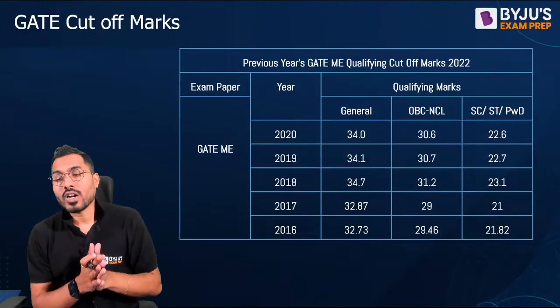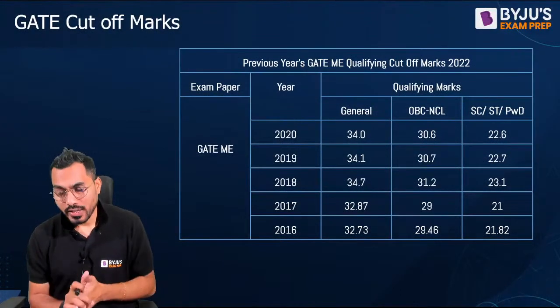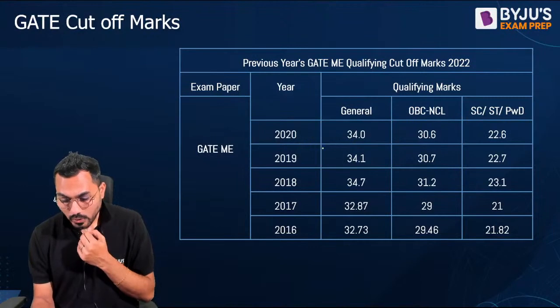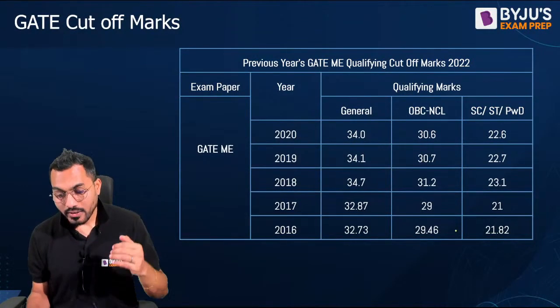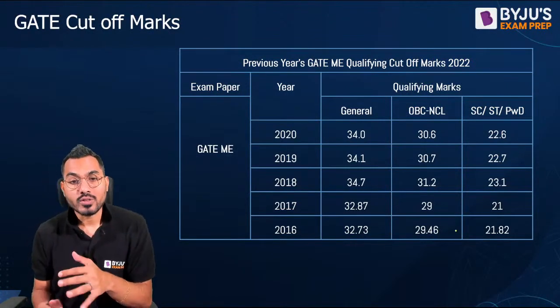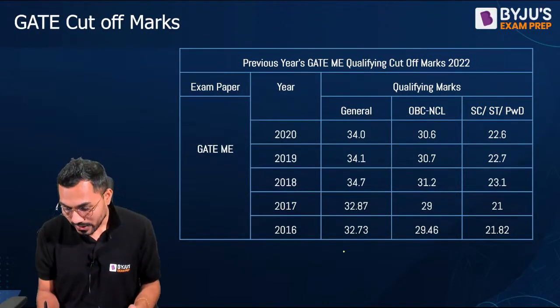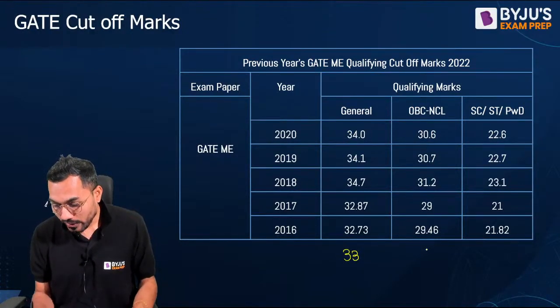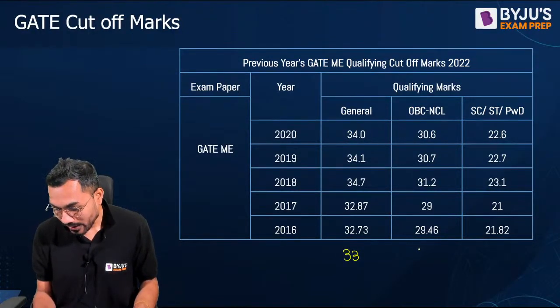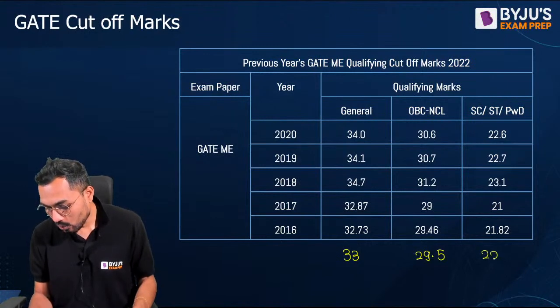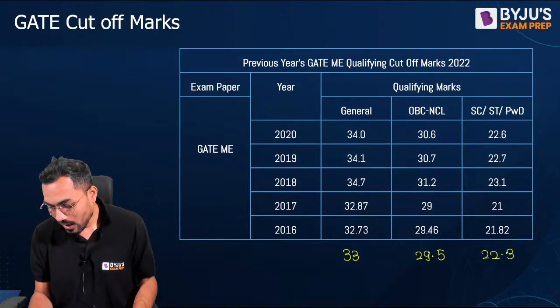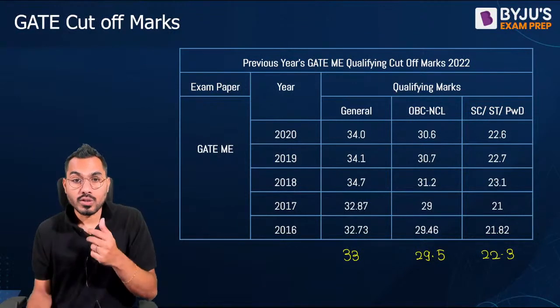Now this is the recent cutoff for mechanical engineering that we are talking about. In 2020, 2019, 2018, 2017 and 2016, for general categories, OBC categories and SC/ST categories. The average mark for general is 32, or I'll say 33 marks, averaged over the last years. If we talk about OBC non-creamy layer, it will be roughly 29.5. And if you talk about SC/ST, it comes down to 22 to 23, right? So whichever category you belong to, you have to score these marks.